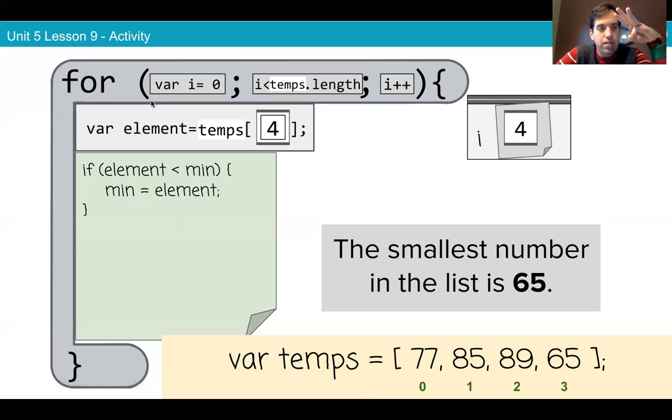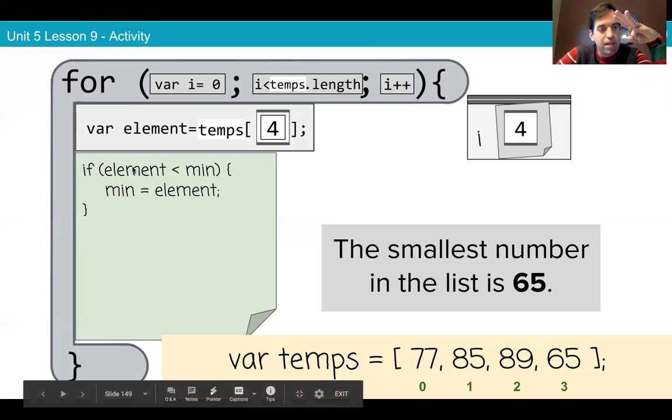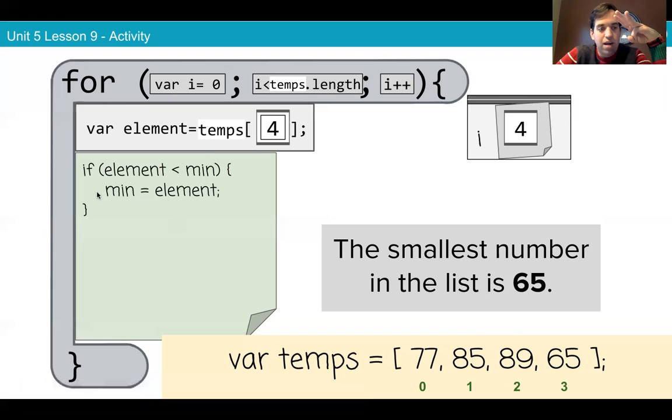Last run through, i is 3. Element equals temps bracket 3, which is 65. Is 65 less than 77? Yes. So now min is going to equal the value from element. So we're replacing min, which used to be 77, with a new value, 65. And then we go back to the top. i is now 4. 4 is not less than 4, so we're booted out of the for loop. And min was 65 at the end, so that is the value that we end up with. All right, so that's how that worked.